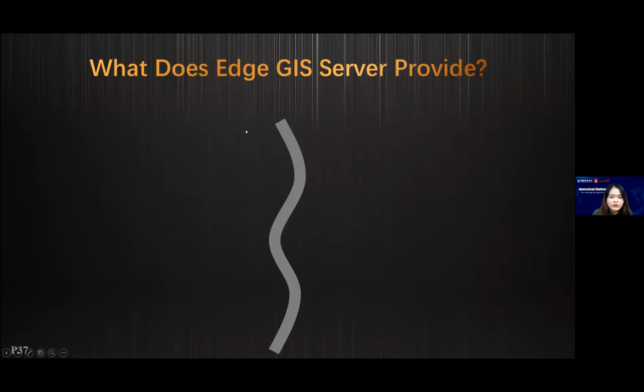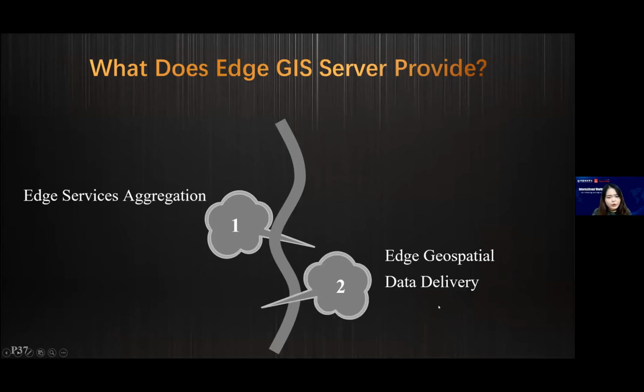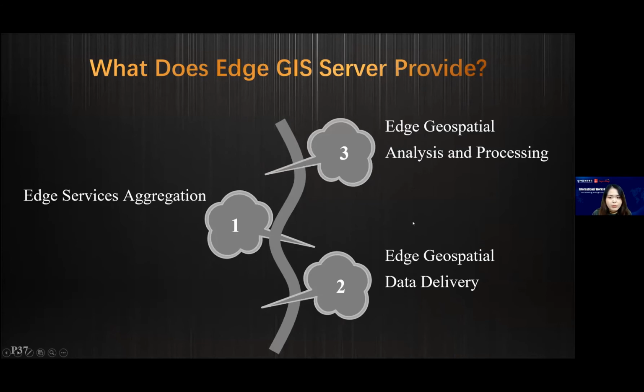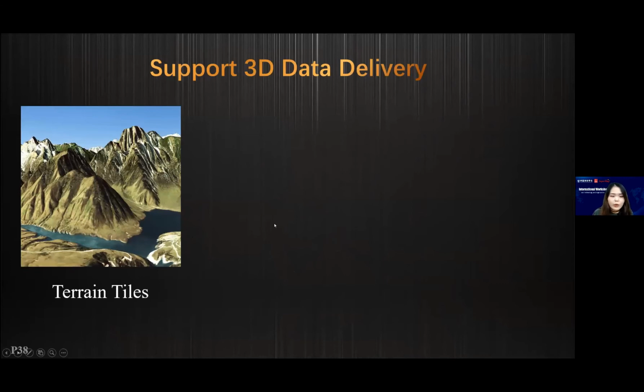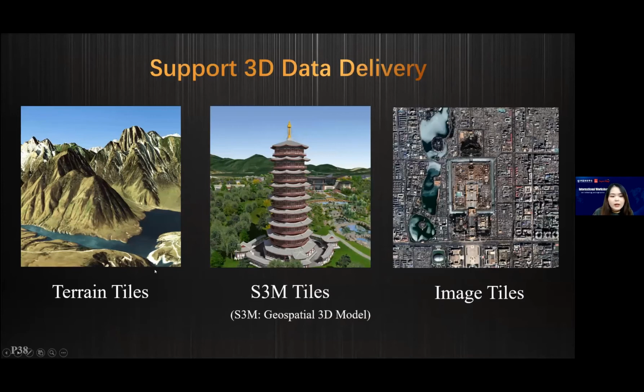With Edge GIS servers, we could not only do service aggregation, but also data delivery, analysis, and processing. We could do anything we can in GIS software. Here is an example of 3D data delivery. With those edge servers, users could quickly load terrain tiles, S3M tiles, or image tiles very soon.